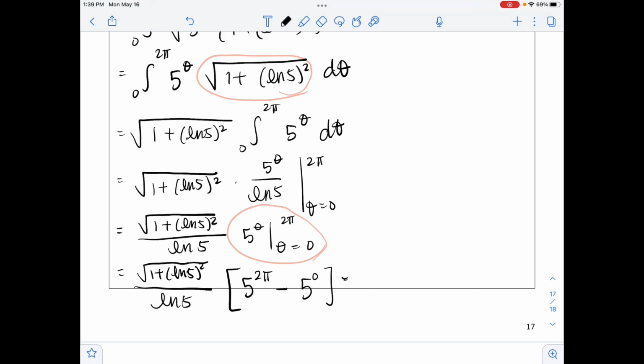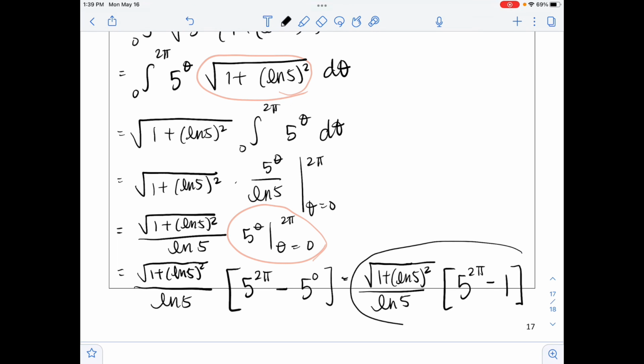And so this is going to simplify to the square root of 1 plus ln of 5 squared all over ln of 5 times 5 to the 2 pi minus 1. And this is going to be the length of that polar curve that we had, which was r equals 5 to the theta power, with theta being between 0 and 2 pi.